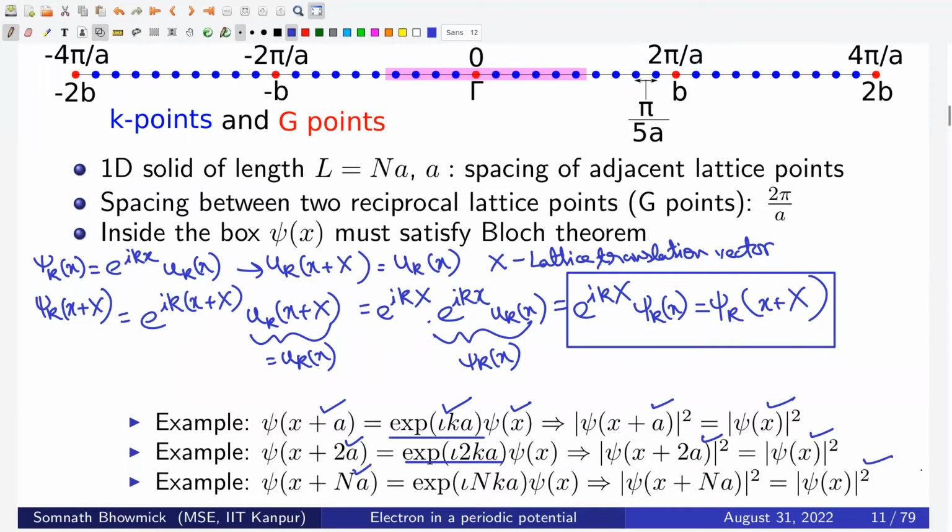Thus, the complex wave function does not have the periodicity of the lattice, as it differs by a phase factor from point to point. However, probability density must have the periodicity of the lattice, as shown here.